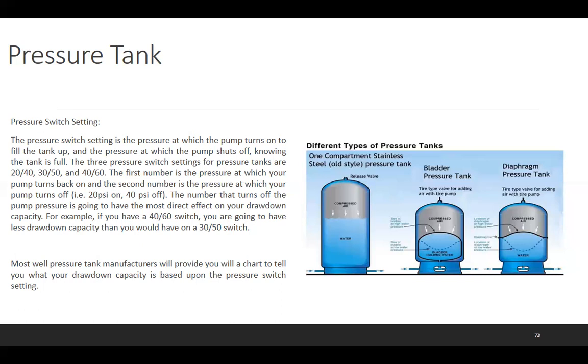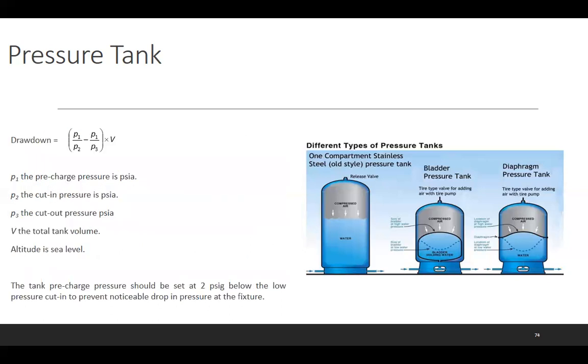The number that turns off the pump is going to have the most direct effect on your drawdown. For example, if you have a 40-60 switch, you are going to have less drawdown capacity than you would have on a 30-50 switch. Most well pressure tank manufacturers will provide you with a chart to tell you what your drawdown capacity is based upon the pressure switch setting.